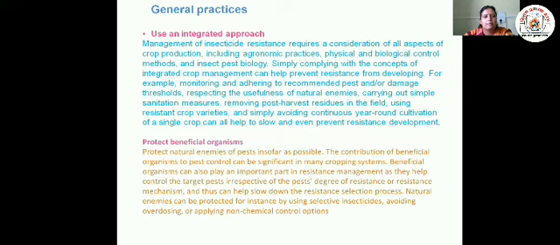For example, monitoring and adhering to the recommended pest or damage threshold, respecting the usefulness of natural enemies, carrying out simple sanitation measures, removing the post-harvest residues in the field, using resistant crop varieties, and simply avoiding the continuous year-round cultivation of a single crop can all help to slow and even prevent resistance development.